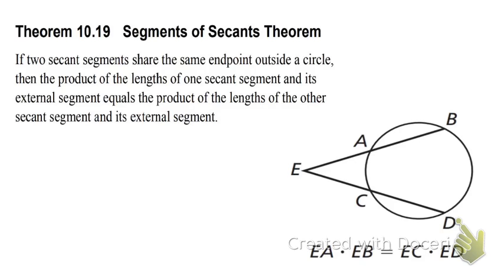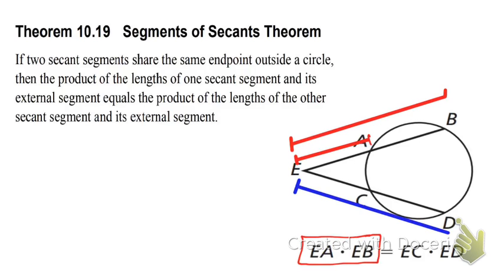Okay. If you have two secant segments and they share the same endpoint outside the circle, then the product along the line of the external secant segment and the entire secant is going to be the same in both directions. So EA times EB, the external segment, times the entire segment, is going to equal the external segment on the bottom secant, EC, times the whole secant, ED.